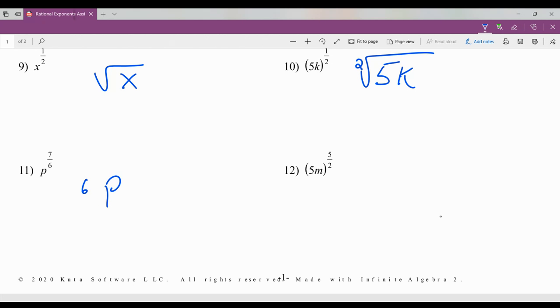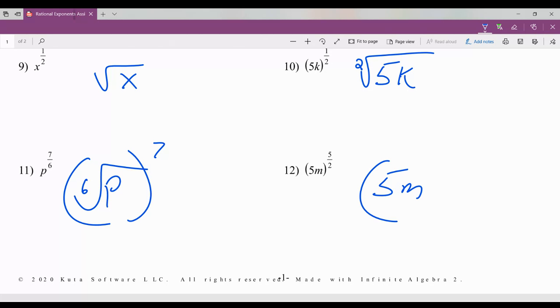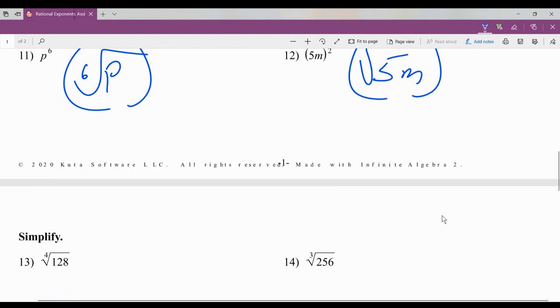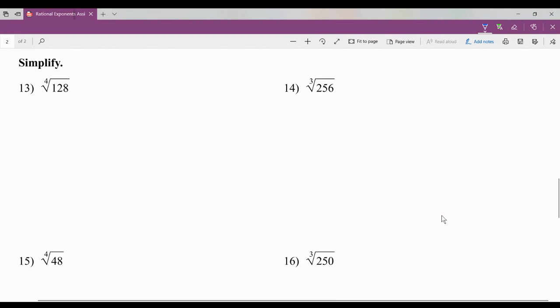P to the 6th root and the whole thing to the 7th power. 5m, I don't need parentheses there. 5m square rooted to the 5th power. Okay, the next page, we're simplifying.